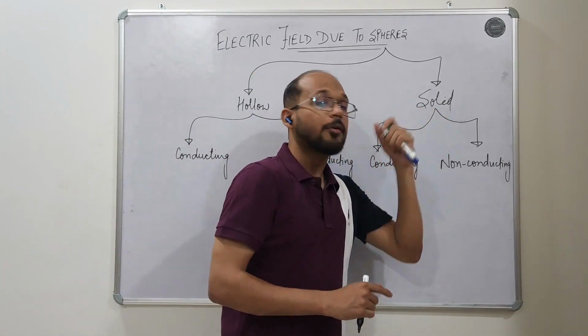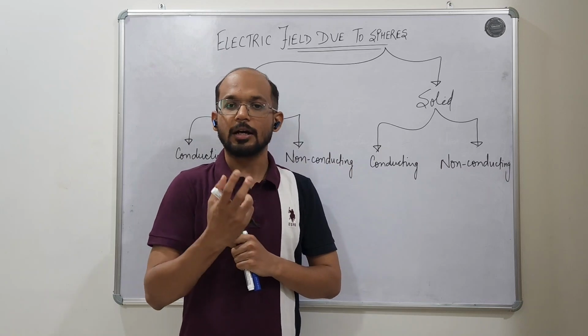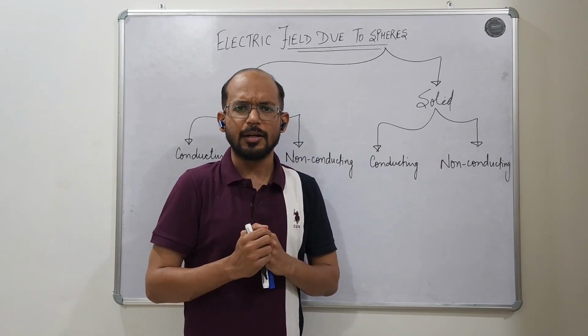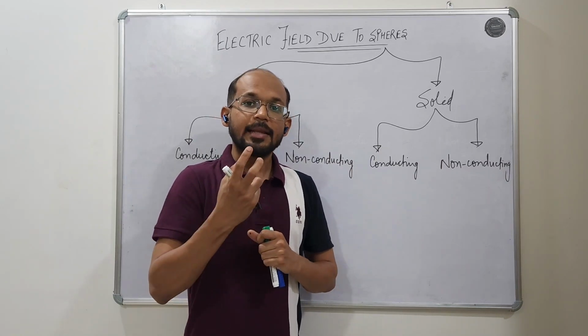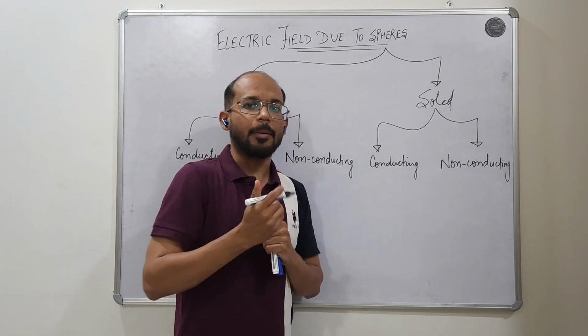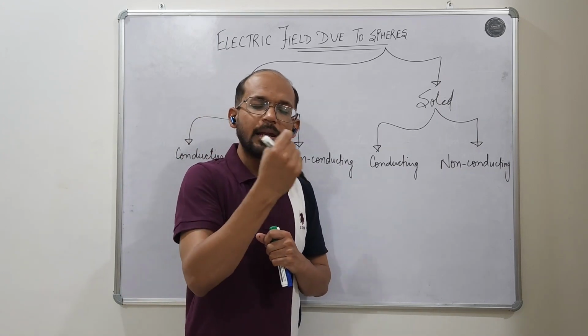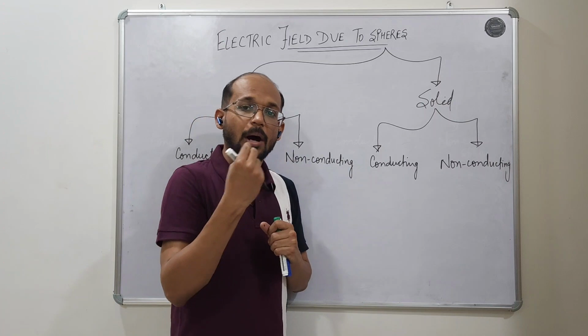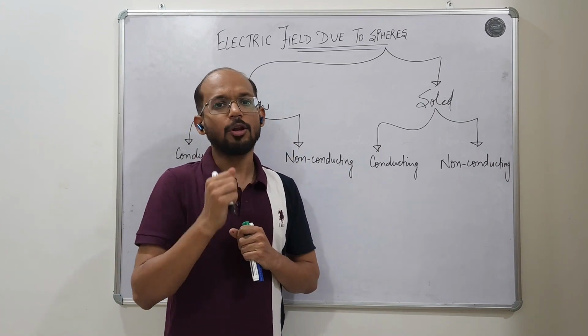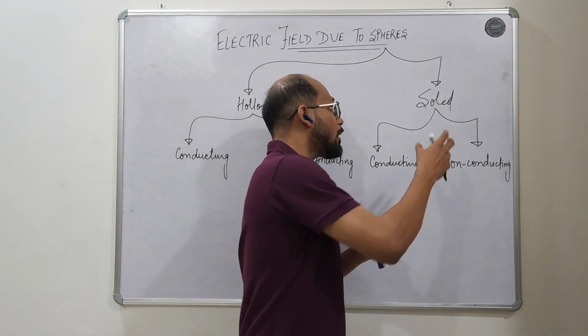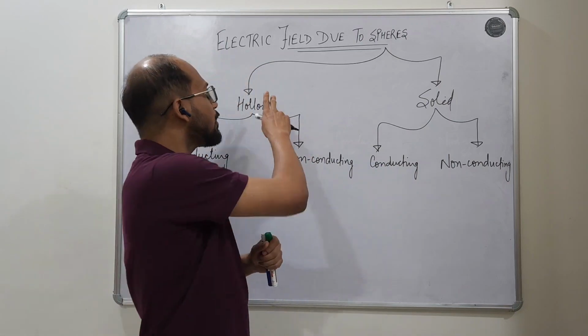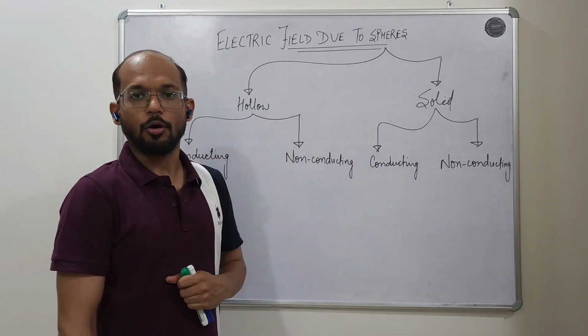And if you take the example of a solid sphere, suppose you take a sponge ball, or most of you call it a stress ball. If you cut that sponge ball from the middle, you will see that it is not completely empty from the inside. It has some mass inside, some volume inside. So this is the difference between solid and hollow sphere.